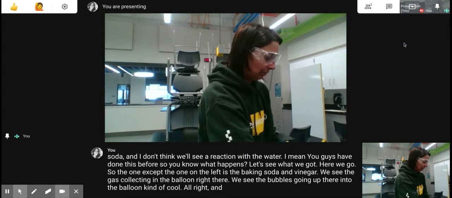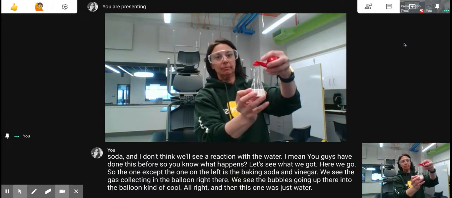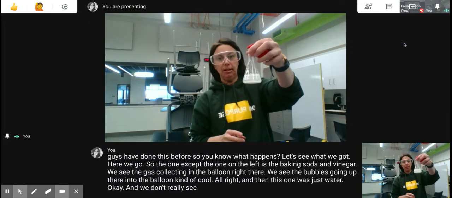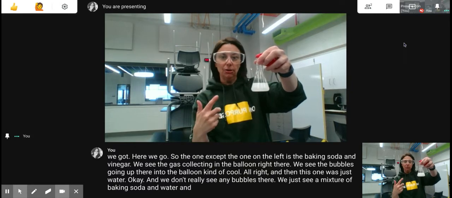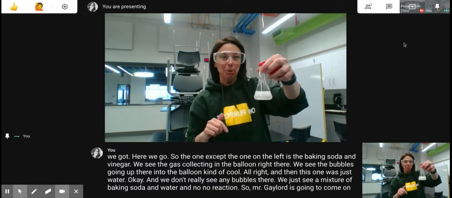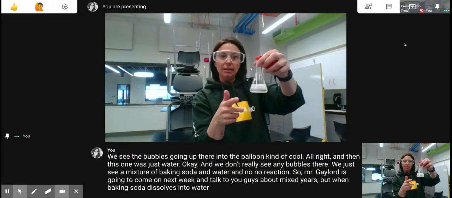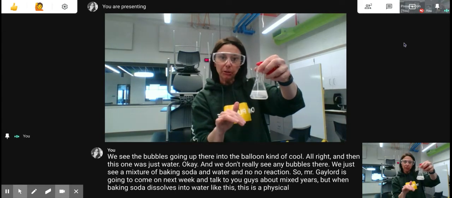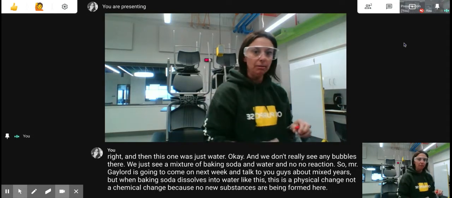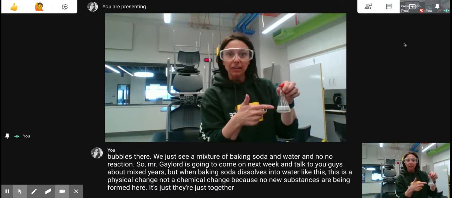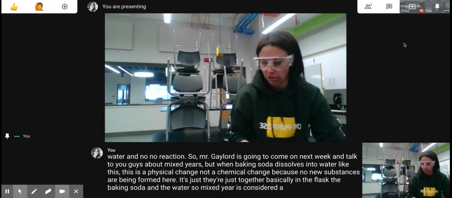All right. And then this one was just water. Okay. And we don't really see any bubbles there. We just see a mixture of baking soda and water and no reaction. So Mr. Gaylor is going to come on next week and talk to you guys about mixtures. But when baking soda dissolves into water like this, it is a physical change, not a chemical change, because no new substances are being formed here. They're just together, basically in the flask, the baking soda and the water. So a mixture is considered a physical change, okay?